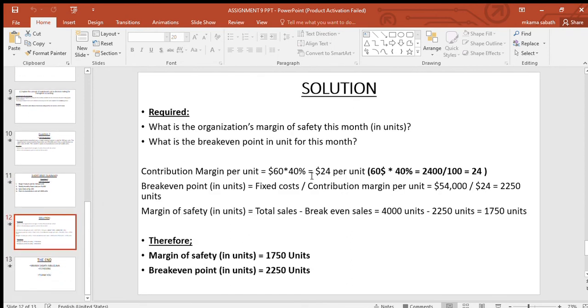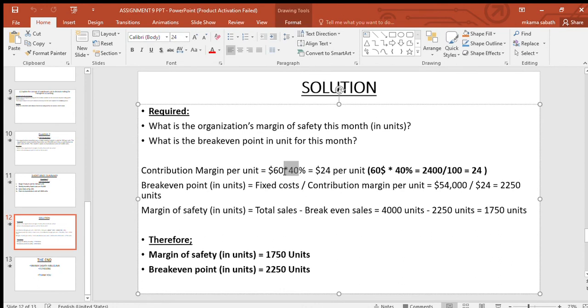So first of all, you take the $60 per unit times the 40% to find the contribution margin before you solve for the break-even or for the margin of safety. You multiply the $60 per unit and the 40%, whereby you get 24. Here you can see you get 24. 2,400 divided by 100, it will be 24. So it will be 24 per unit.